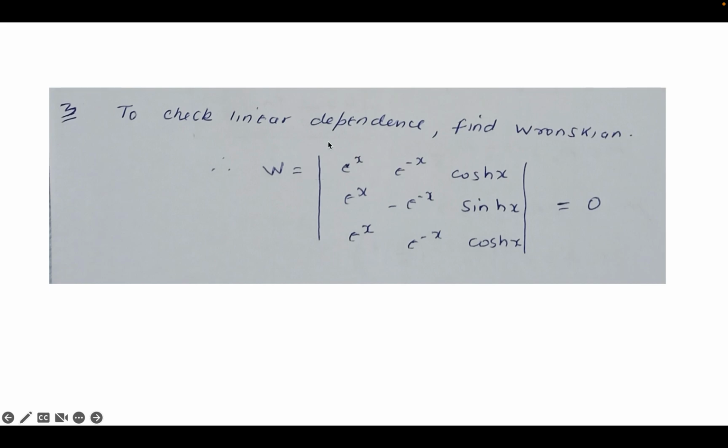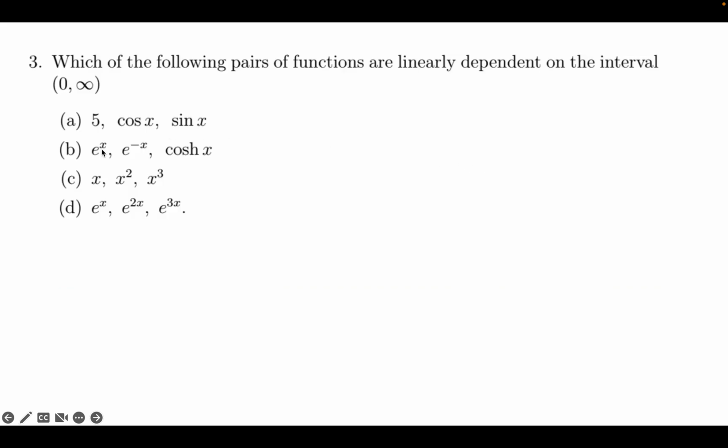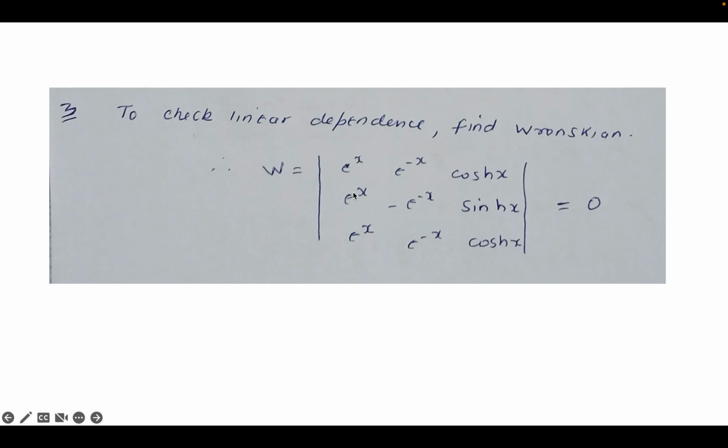So what you do, you have a 3 by 3 matrix because you have three functions. You first just write the function values: e power x, e power minus x, and cos hyperbolic x, as you are given, right? Now in the first row you just write the functions.